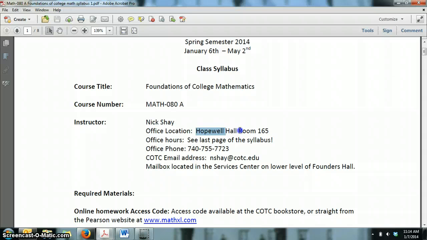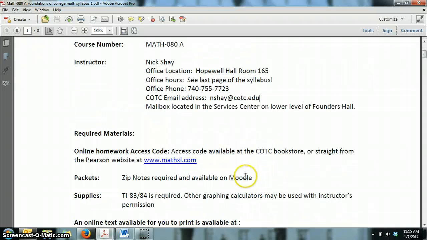My office location is in Hopewell 165. My office hours are down further in the syllabus. We'll get there. My office phone is 755-7723. Email's the best way to get a hold of me. I do have a mailbox in Founders Hall if you need to turn something in late.